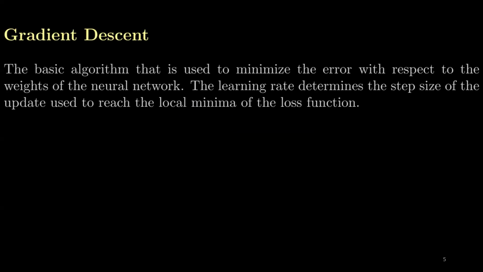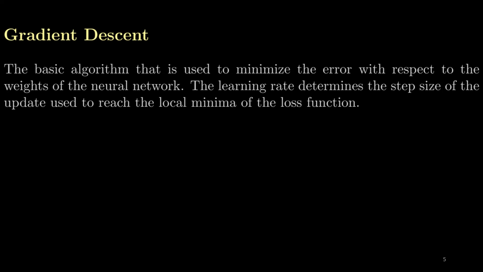So what is gradient descent? It is a basic optimization method which is used to minimize the error with respect to the weights of a neural network. That is, we use gradient descent to update the weights of a neural network in order to reduce the error of a neural network.